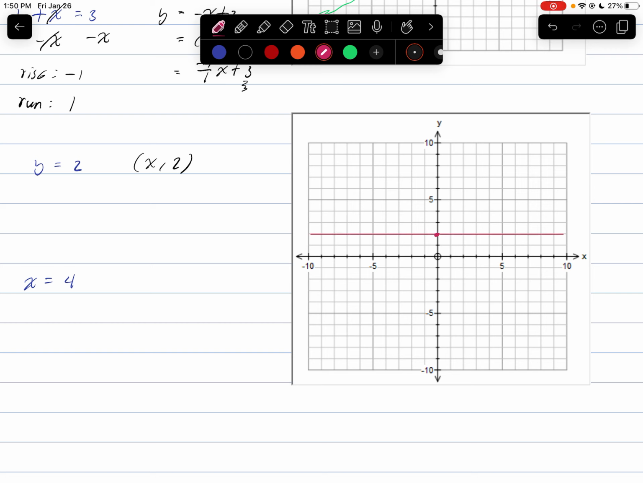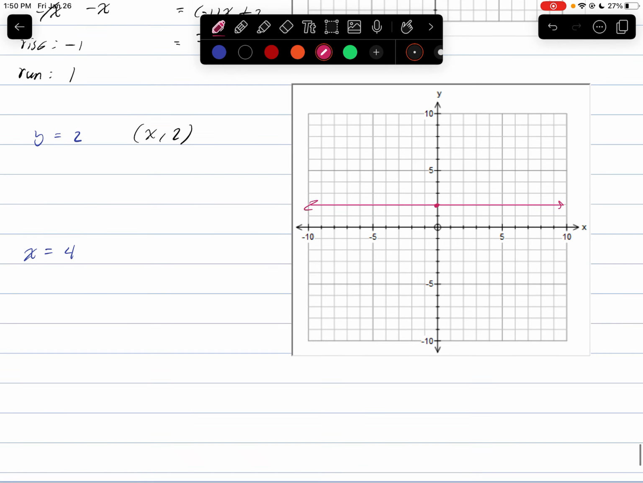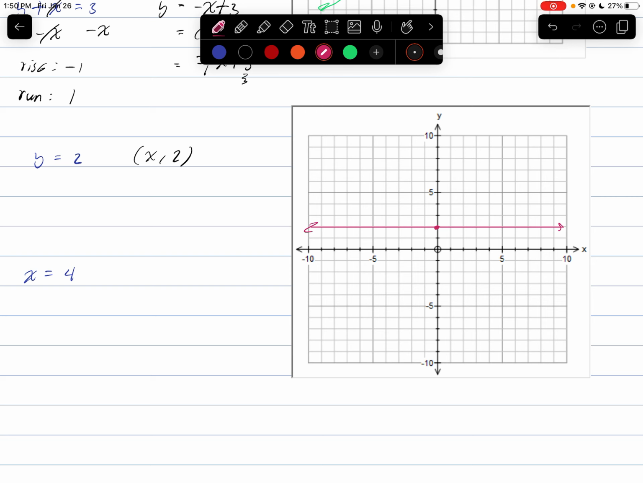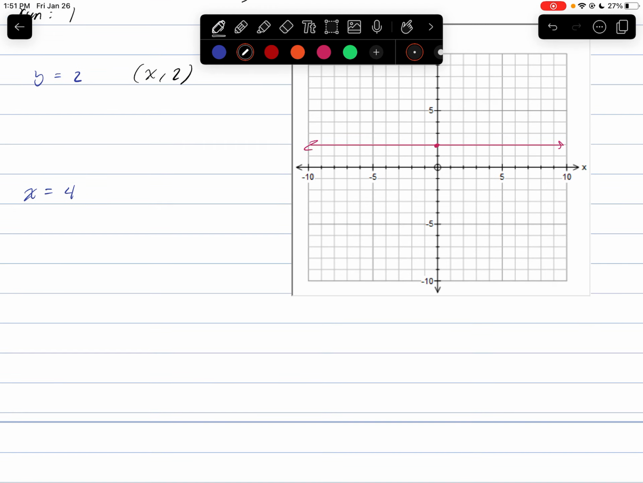Okay, so this is all of the points on the graph such that the y value is 2. So anytime you see y equals something, you're just going to count that distance on the y-axis, and then you're going to draw a horizontal line there. Okay, well, here we have x equals 4. Very similar to the last one. This is all of the points on the graph that are given by 4, y. So we're fixing x at 4, and we're allowing y to vary freely.